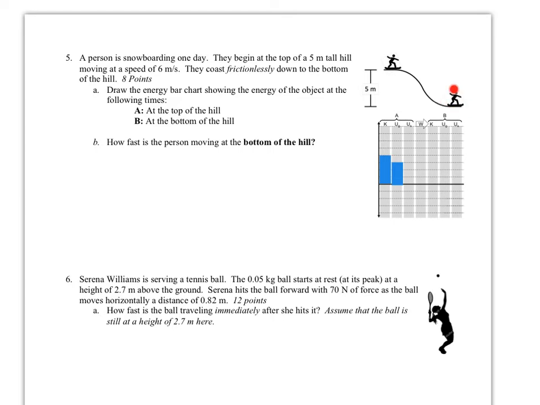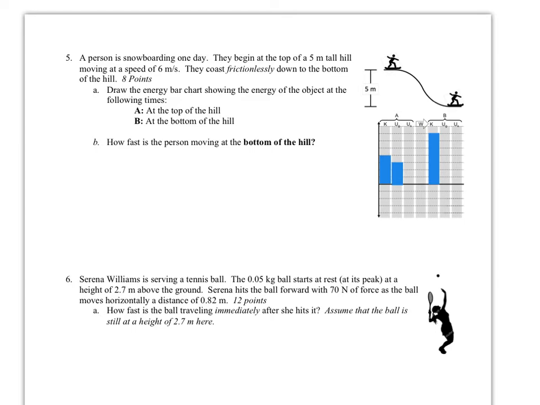And then when we get to the bottom, all of that energy is going to be just converted to kinetic because we no longer have a height. So that's what your energy bar chart should look like. Again, as long as the kinetic and gravitational potential you start with add up to the kinetic you end with, it doesn't matter exactly how many blocks you have. This is just an example.